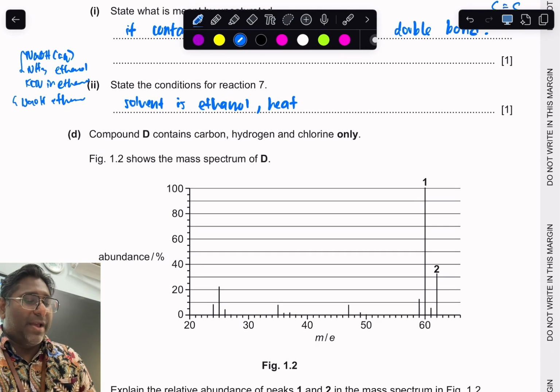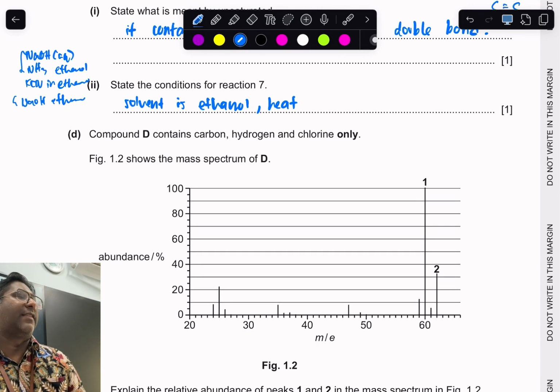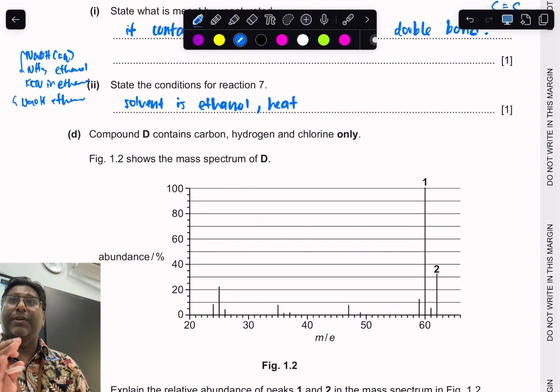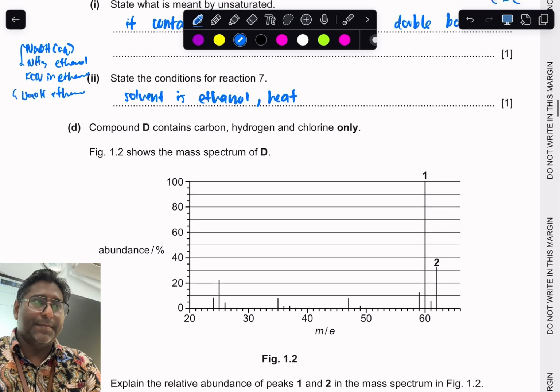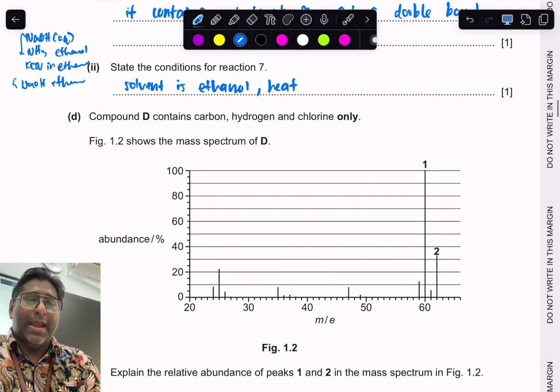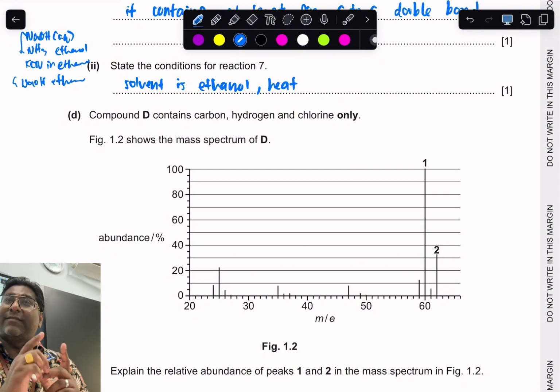So what happens if I just say the solvent is ethanol and didn't include heat? You'll get 0 marks. It must be ethanol, heated. Sir, if you write ethanol and the OH is still okay? Ethanolic, yeah, because it depends on the question.